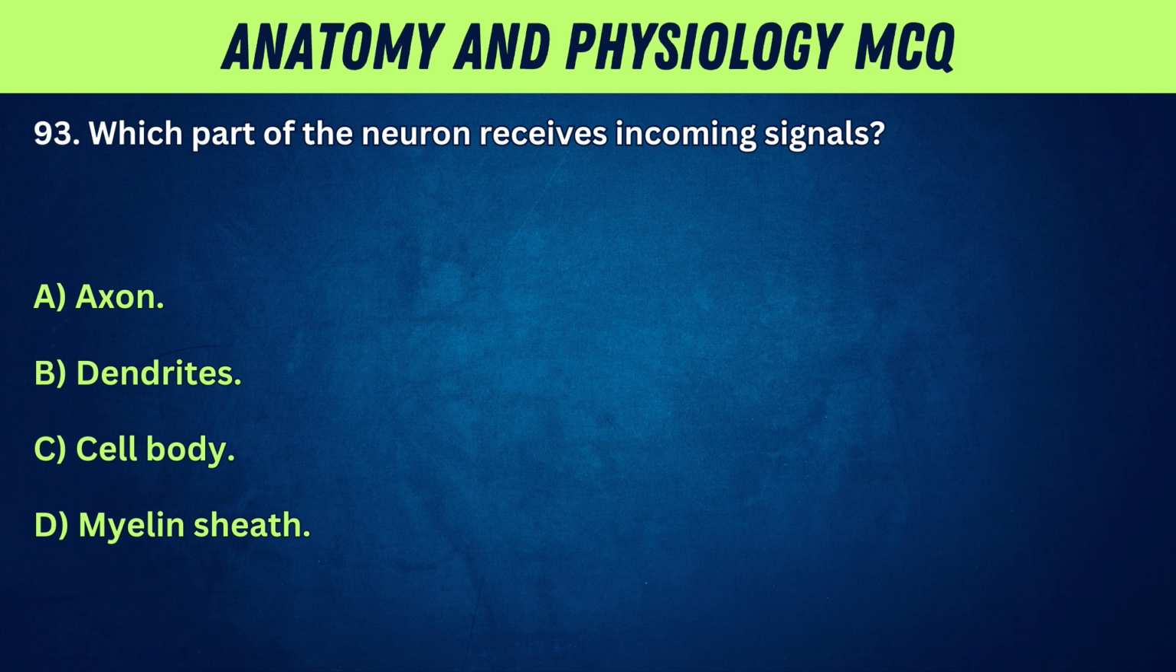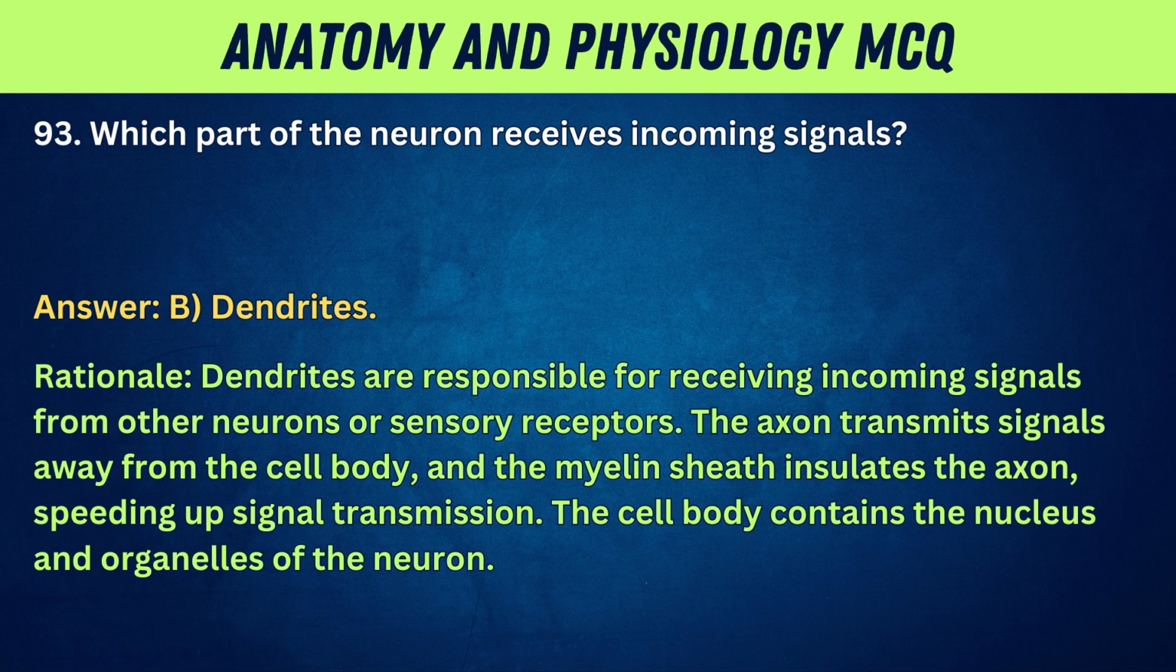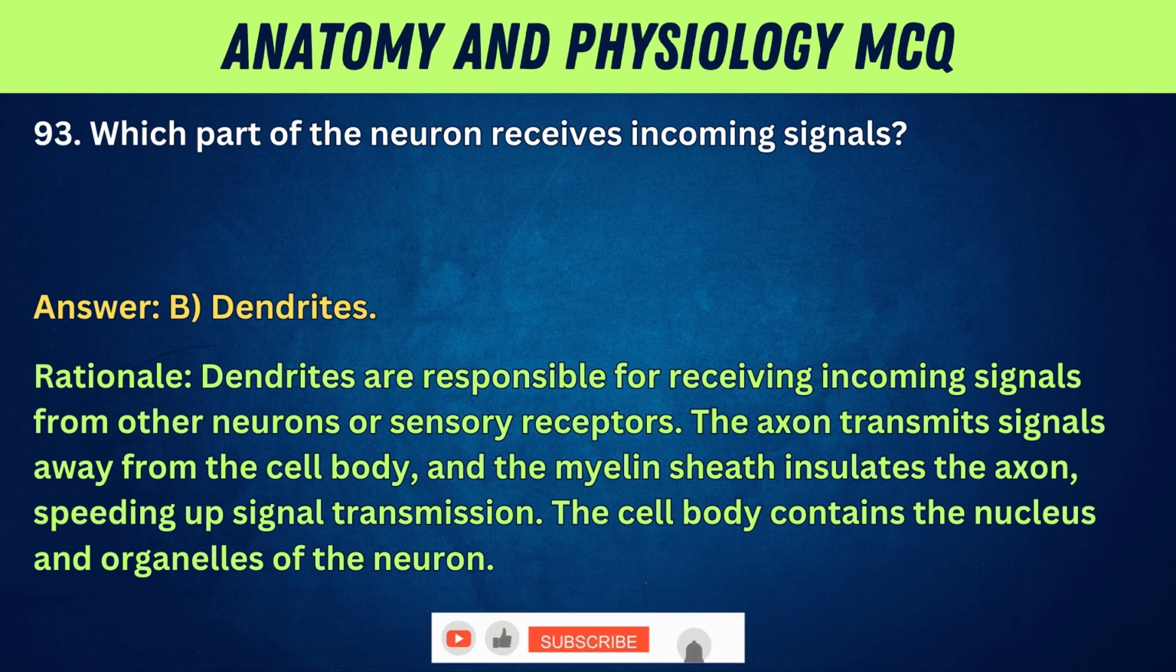93. Which part of the neuron receives incoming signals? A. Axon. B. Dendrites. C. Cell body. D. Myelin sheath. Answer: B. Dendrites. Rationale: Dendrites are responsible for receiving incoming signals from other neurons or sensory receptors. The axon transmits signals away from the cell body, and the myelin sheath insulates the axon, speeding up signal transmission. The cell body contains the nucleus and organelles of the neuron.